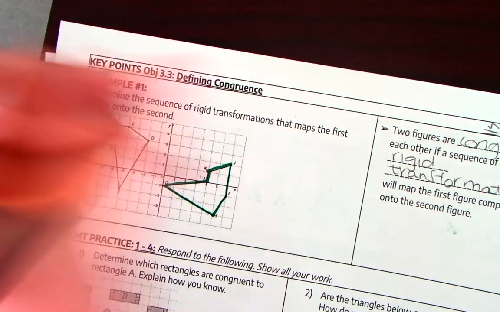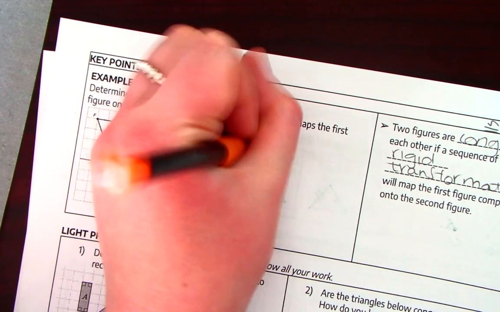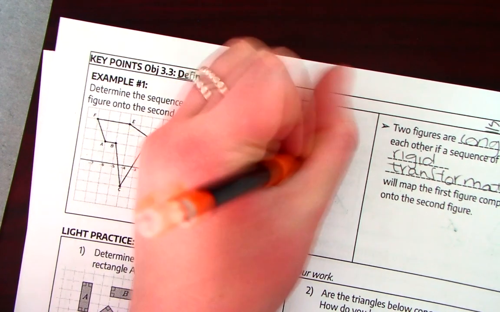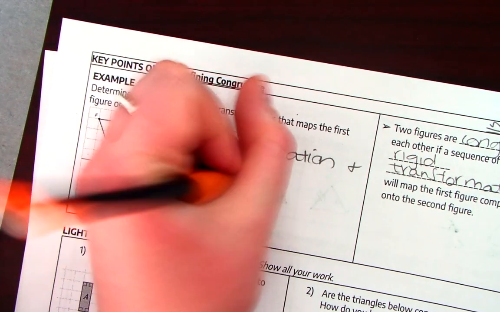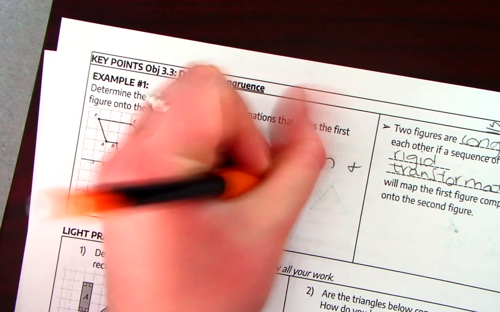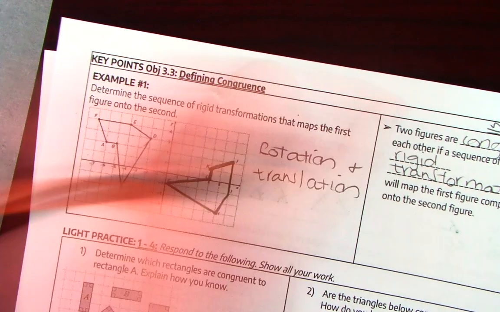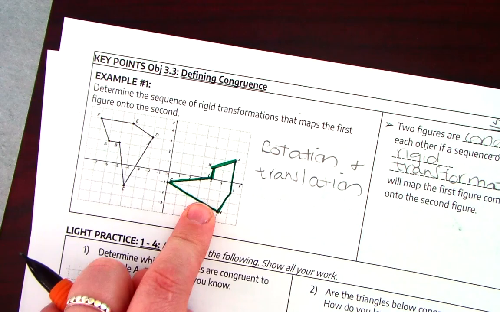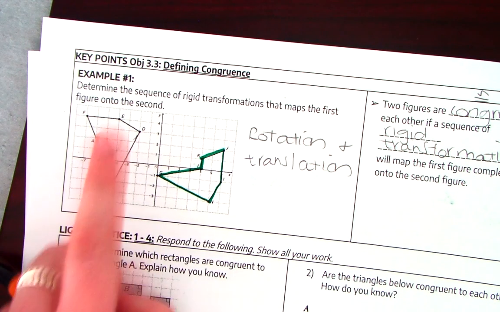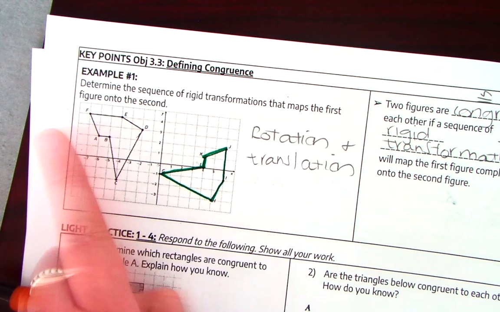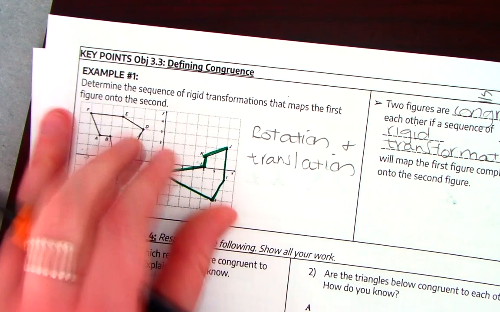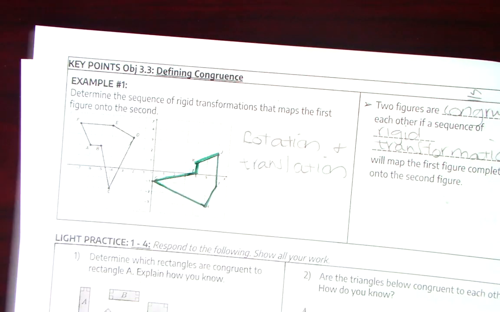So basically they are congruent because if you do a rotation and a translation, so if you turn and slide the first figure, it maps onto the second figure. So that's the sequence of rigid transformations that would map the first figure onto the second and say that these two shapes are actually congruent. Okay? We're going to jump to the next key points box.